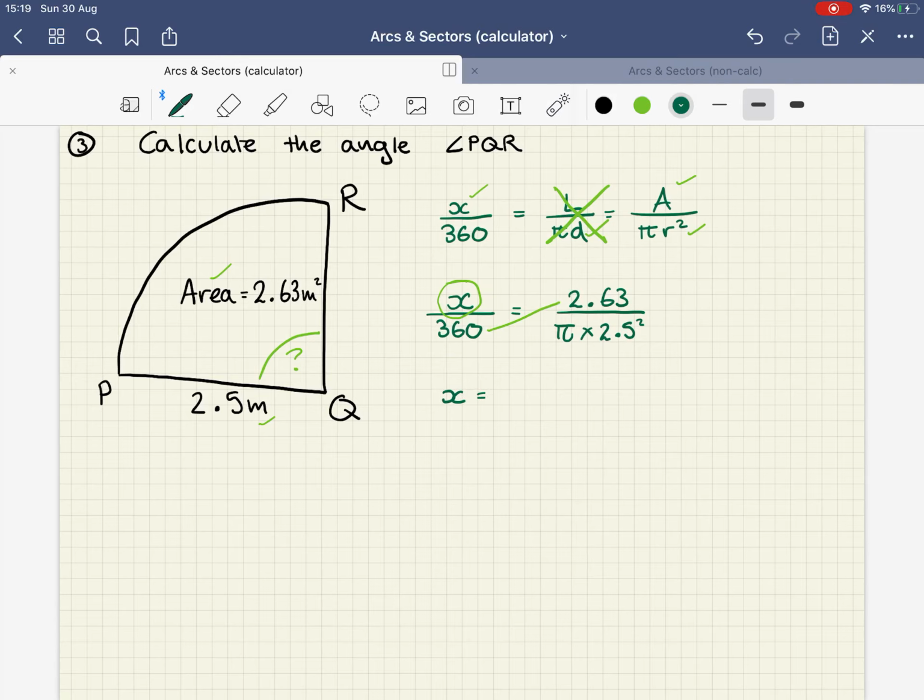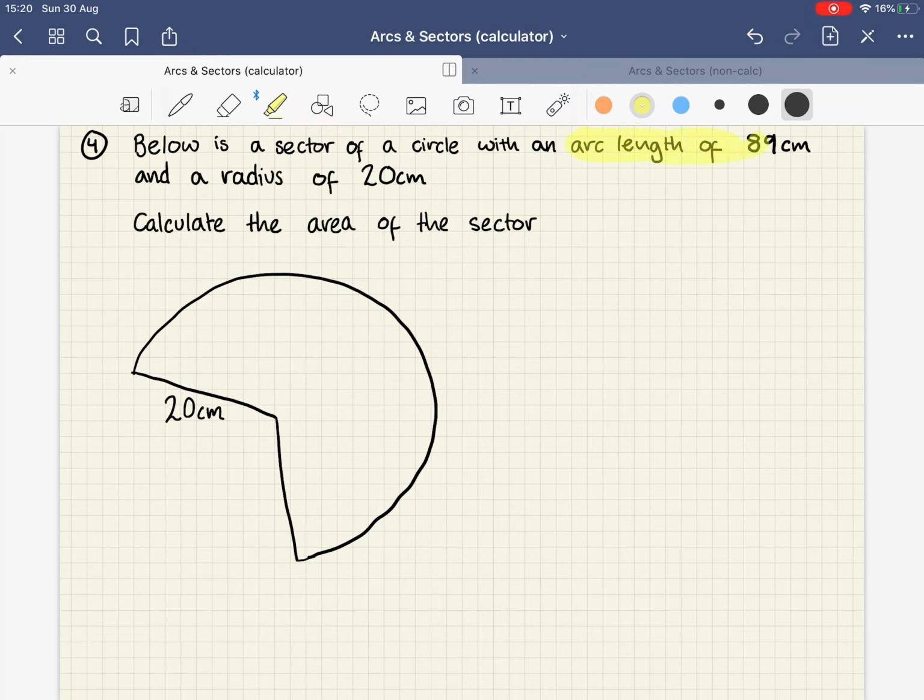Okay, last example then. So this one, a bit more wordy. So below is a sector of a circle with an arc length of 89 centimeters. So we are told that the arc length is 89 centimeters, so all round here, that is 89 centimeters and a radius of 20 centimeters. And it's asking us to calculate the area of the sector.